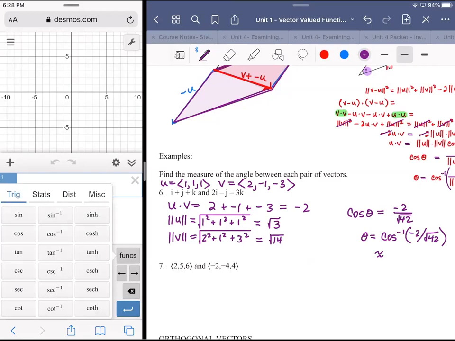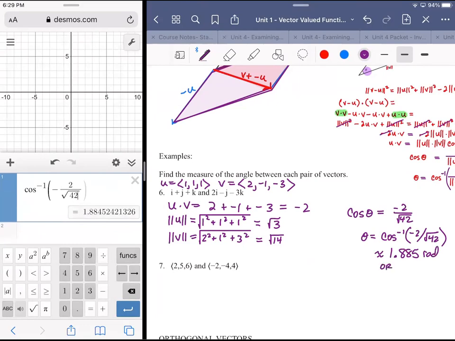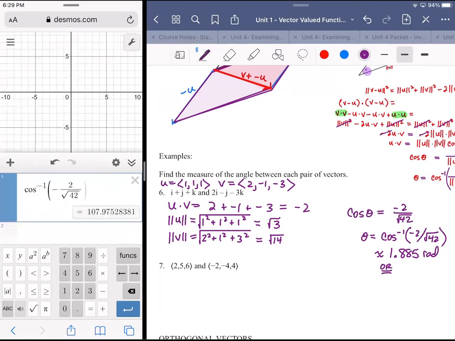So function, trig, inverse cosine, -2 divided by root 42. So we get 1.88 radians-ish. Or if you want to go over to degrees, you can. Just hit that little wrench, tap on degrees. It'll convert it over for you, approximately 108 degrees.